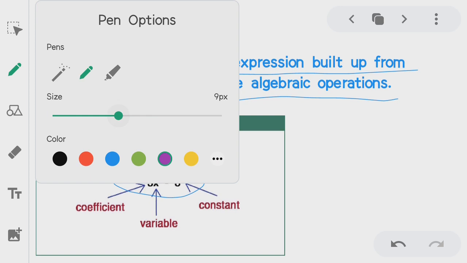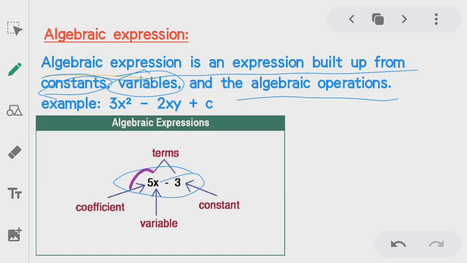Here, if you see, 5x is a term, and 3 is also a term. 5x is one term and 3 is another term. These are the two terms, and these two terms are operated with an operation. What is that operation? Minus. So two terms operated with an operation, minus, subtraction. So this is totally 5x minus 3. 5x minus 3 is called an algebraic expression.